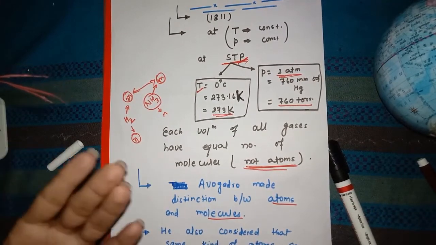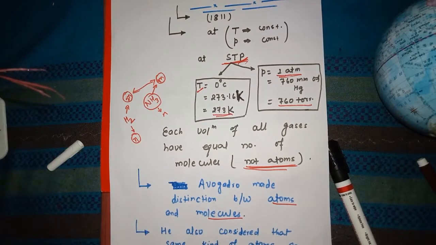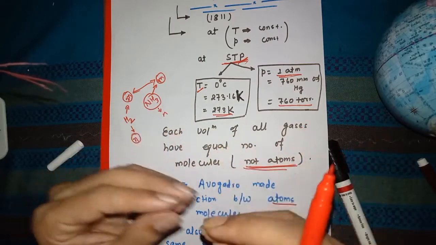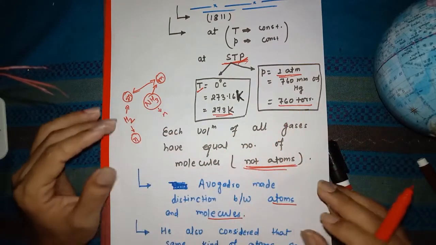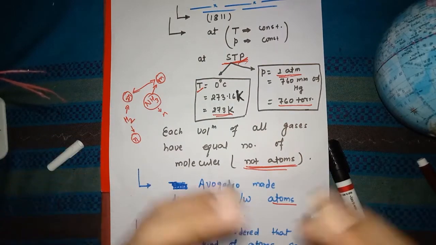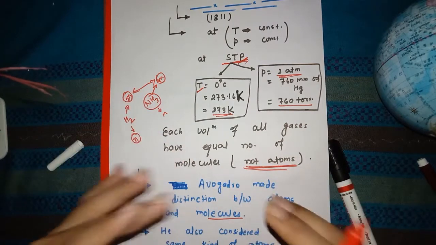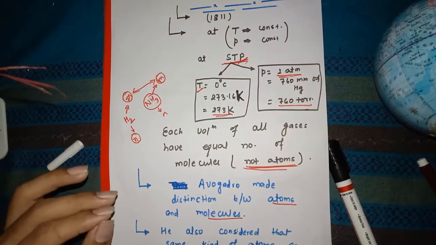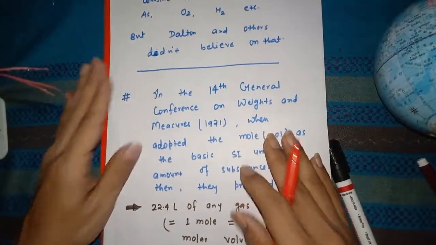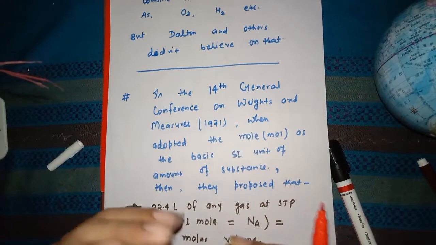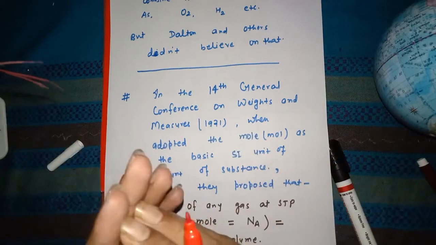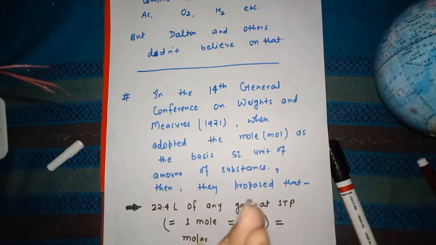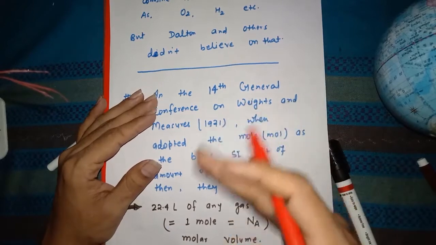He also considered that the same kind of atoms can combine with each other. Even Dalton and others did not believe that the same kind of atoms can combine to produce a new kind of molecule. They believed that the same kind of thing cannot combine. But Avogadro showed that they can combine, and we already know that O2, H2, N2 molecules are formed from atoms. Oxygen is an O2 molecule formed by oxygen atoms, and an N2 molecule is formed by nitrogen atoms, and so on.